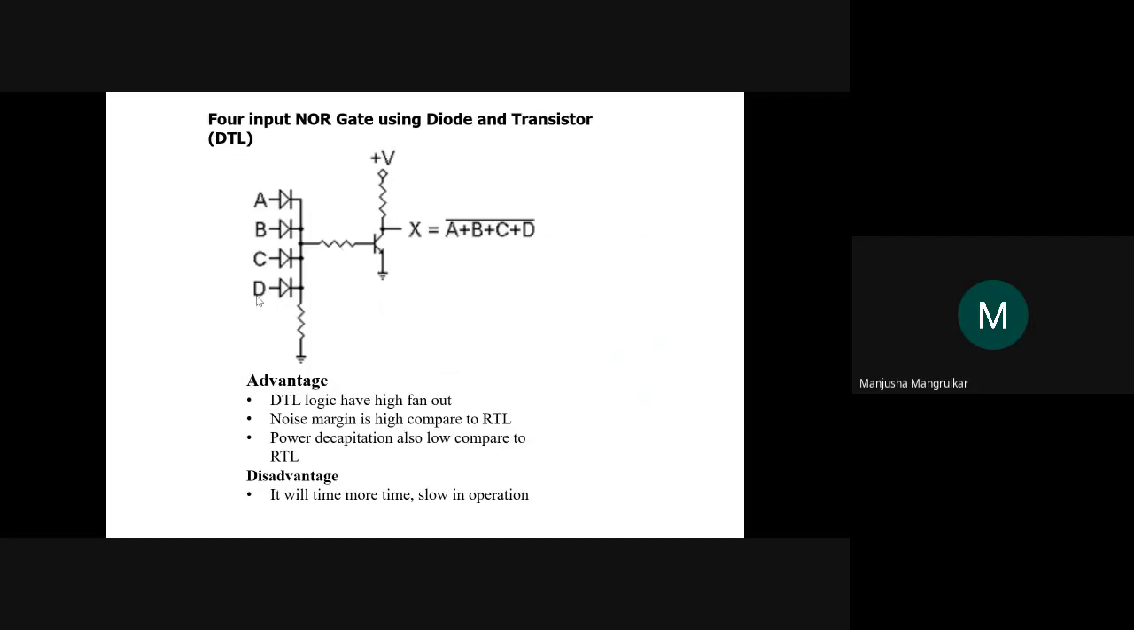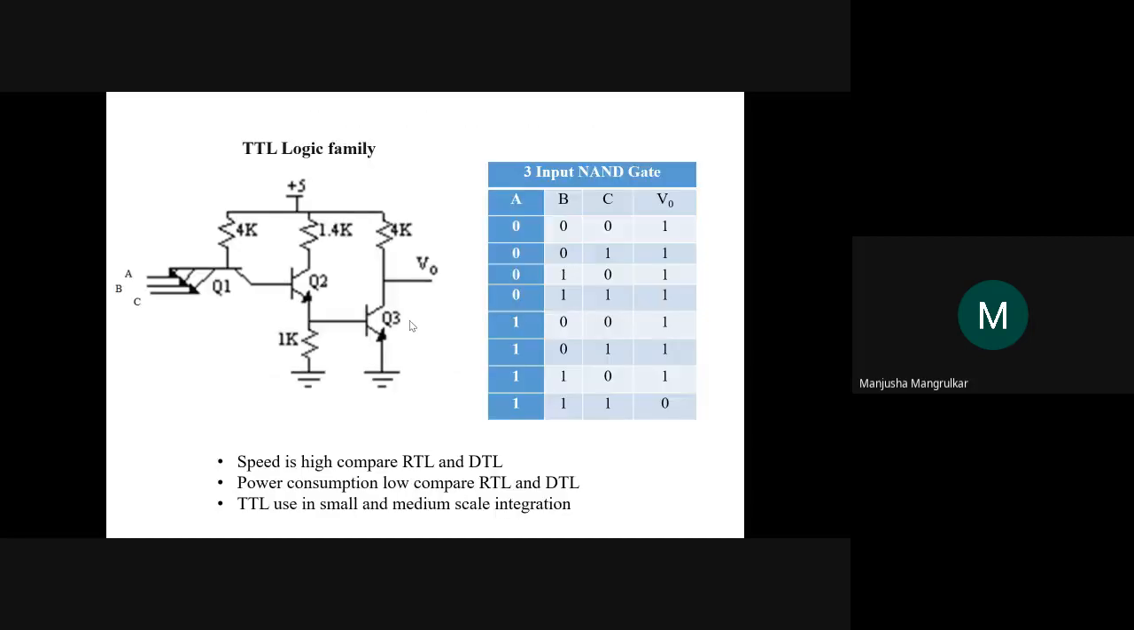If we want more inputs, we just connect more diodes over there. What is the advantage of diode transistor logic? It gives a high fan-out and high output voltage. The noise margin is also higher as compared to RTL. Power dissipation is also low as compared to RTL, but it has one disadvantage: it is very slow in speed, right? It takes more time to get the output, so the propagation delay is very high.